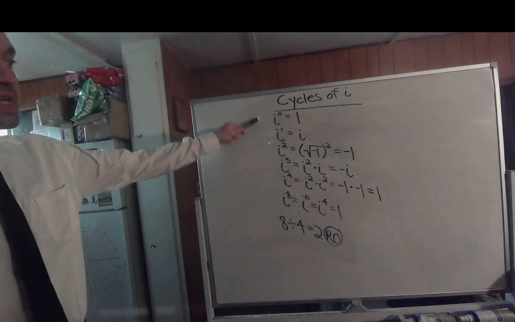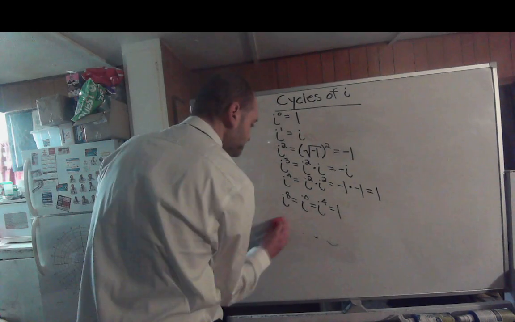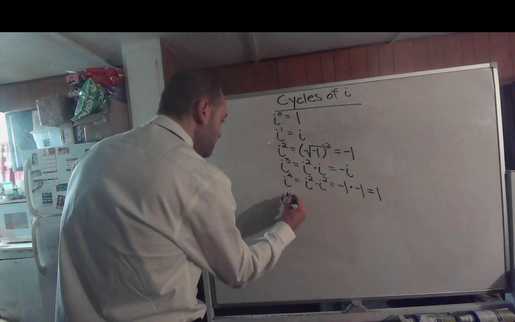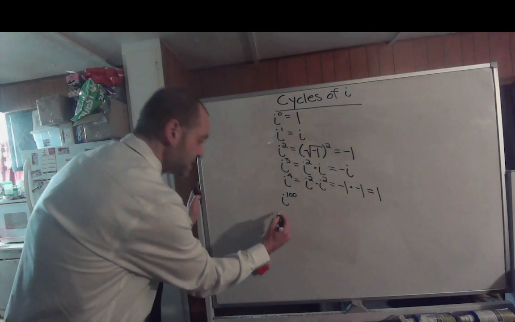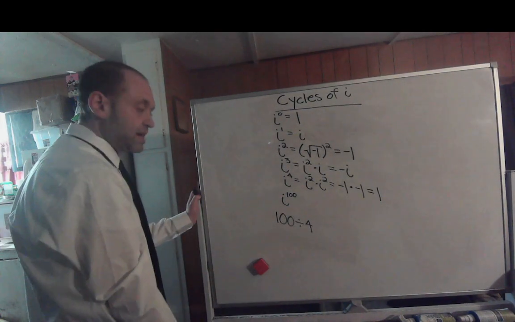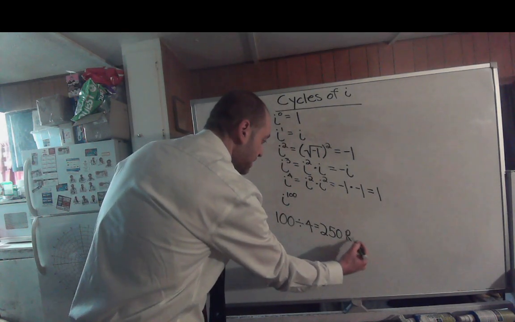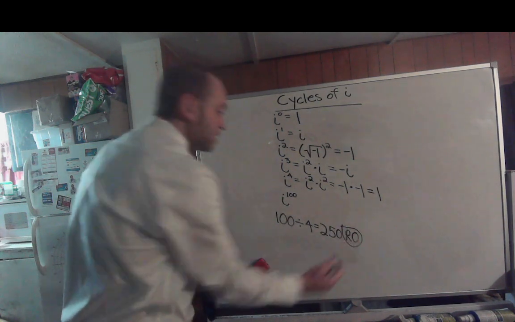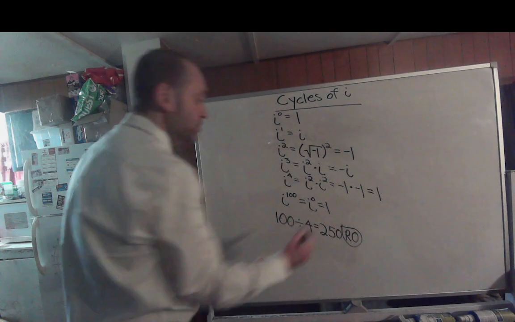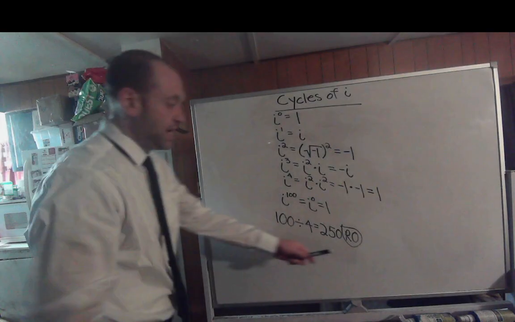So i breaks down into cycles of 4. For every 4, it just cycles back around. So let's say I do i to the 100th power. Well, let's take that 100 divided by 4. What's 100 divided by 4? That's exactly 25 with no remainder. 25 with no remainder, that's the same as i to the 0, which would just give you 1. So i to the 100th would just equal 1 because you have no remainder.